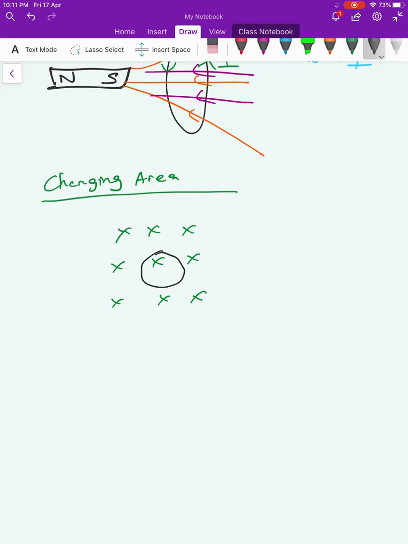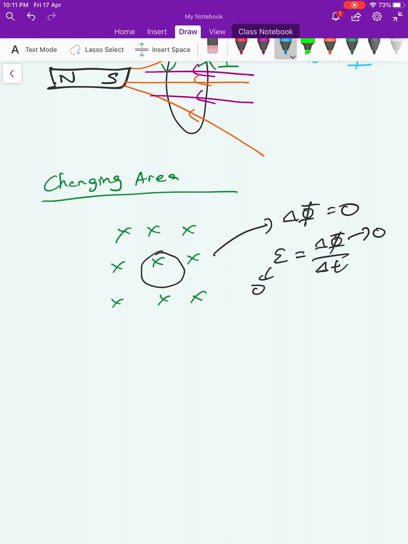Then 我有一个 coil. Okay, so 在这个部分, there's a magnetic flux linkage of NBA, right? But 问题是, is there any induced EMF? Is there any induced current flowing through the coil? 是没有的, okay? 因为你的 change in flux linkage 是零, okay? 如果 delta phi 是零, 你的 EMF 也是零, okay?